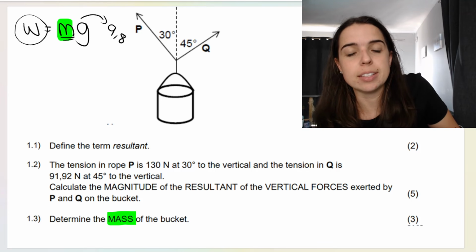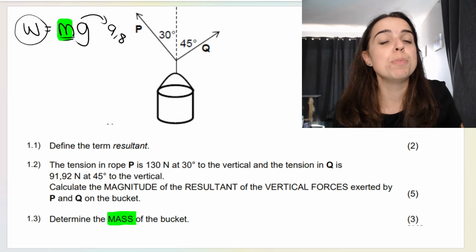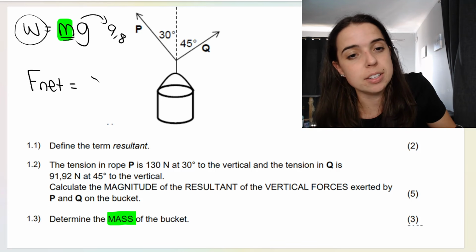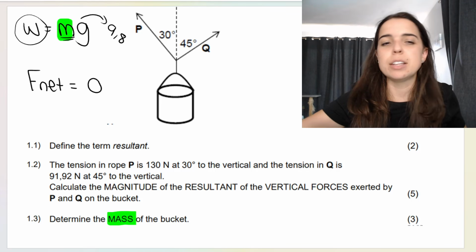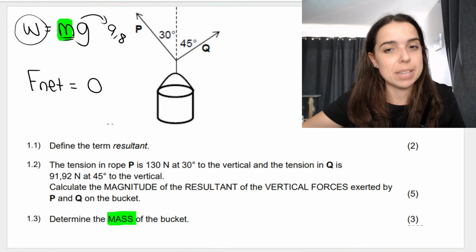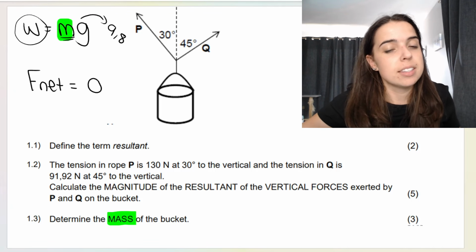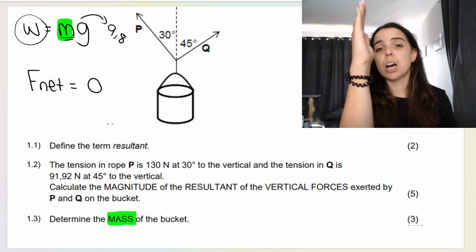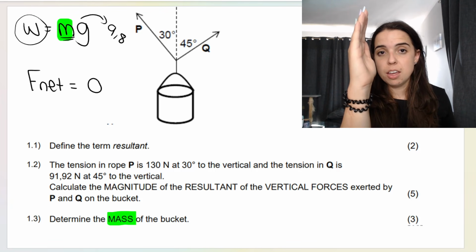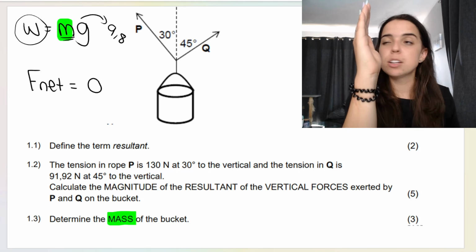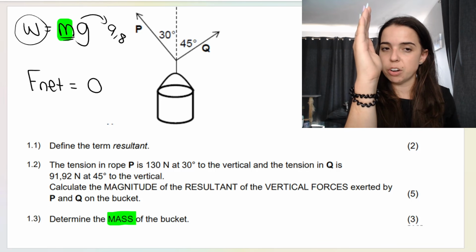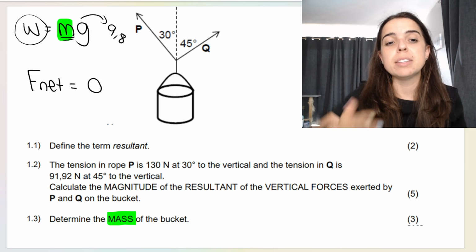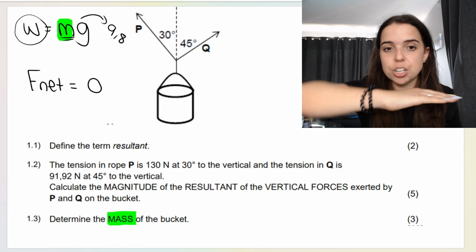Remember, this bucket is in equilibrium, which means that F net, the net force acting on the bucket, is 0. And I hope you fully understand what that means. If I take all the forces acting up or down and add them together, it'll give me 0, because the bucket is not moving up or down, it's stationary. So F net in the Y direction is 0. What it also means is F net in the X direction is 0.